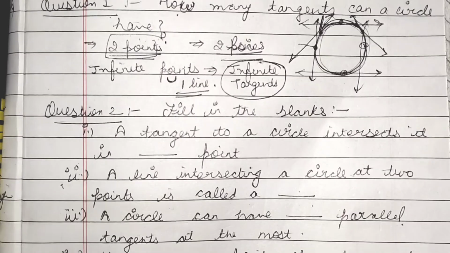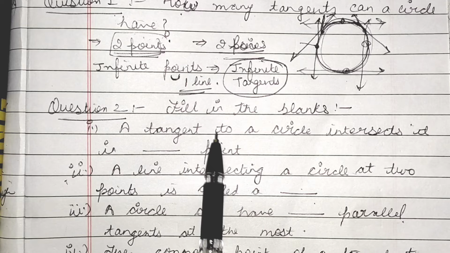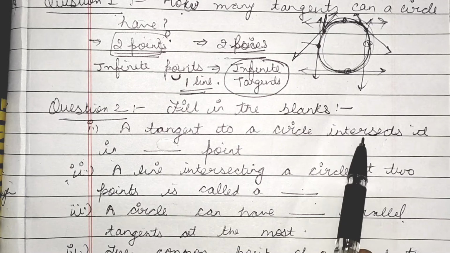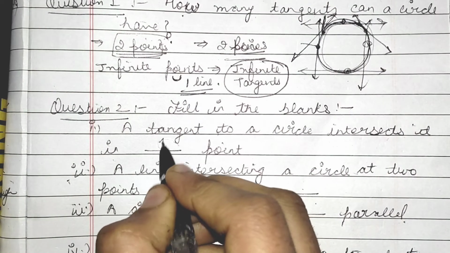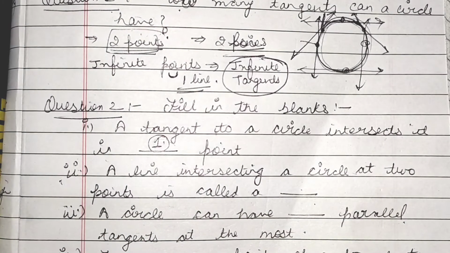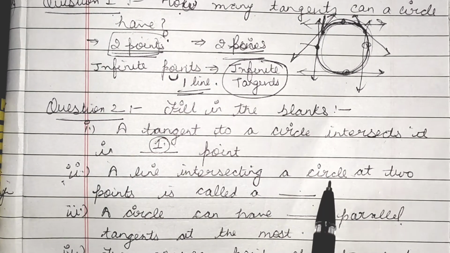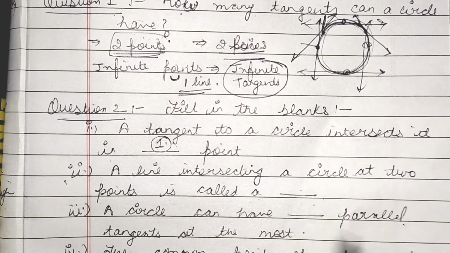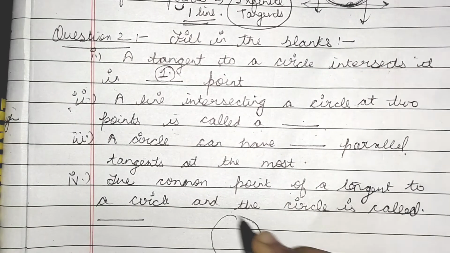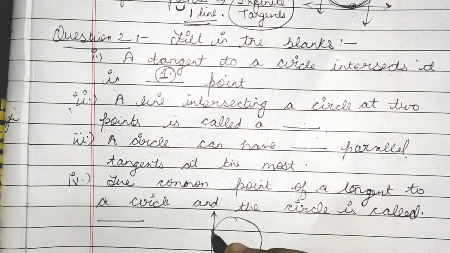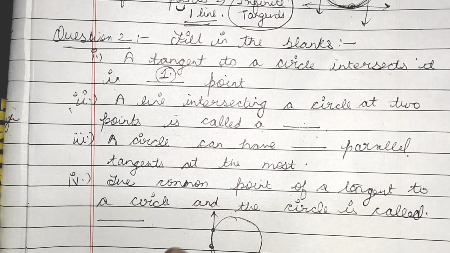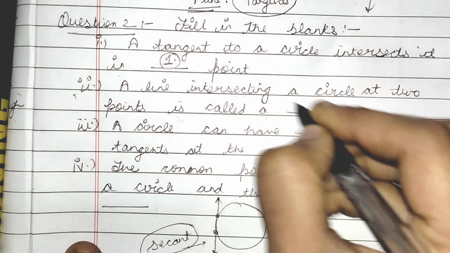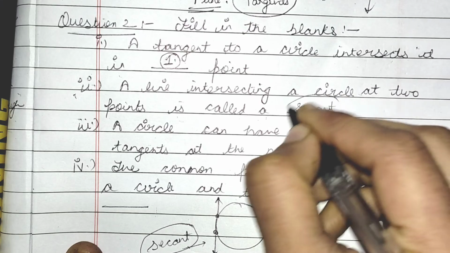Okay, coming to the second question. Fill in the blanks. A tangent to a circle intersects it in a dash point. A tangent intersects a circle at how many points? Only at 1 point. I have told you, right? Next, a line intersecting a circle at 2 points is called as dash. A line which is intersecting the circle at 2 points will be called as what? I told you in the starting of this video that it will be called a secant. So the answer for this is secant.